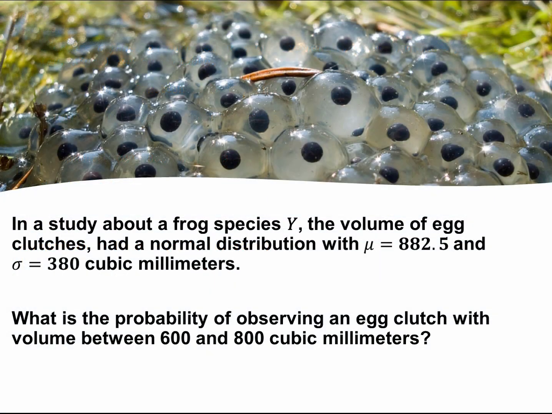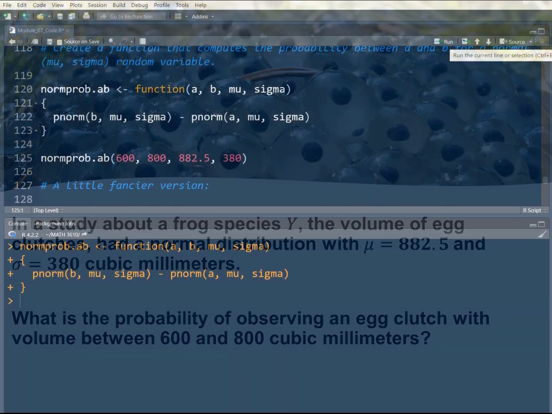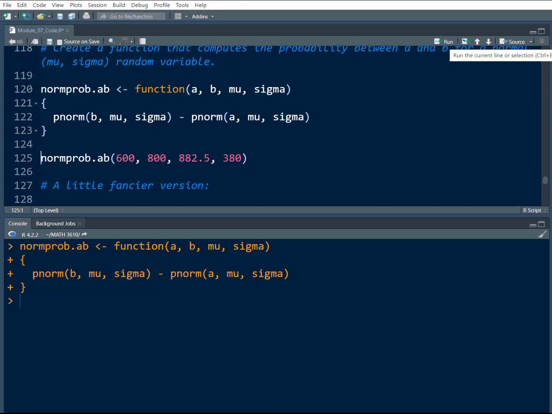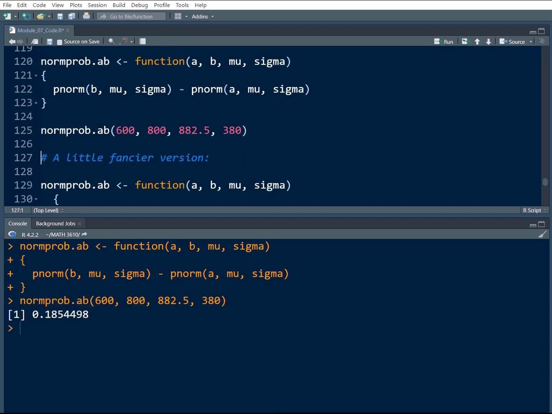Recall the example where the volume of frog egg clutches had a normal distribution with mean 882.5 and standard deviation 380. Let's again find the probability of observing an egg clutch with volume between 600 and 800 cubic millimeters. We're going to use our normprob.ab command. We enter normprob.ab(600, 800, 882.5, 380). We find our probability is 0.1854.